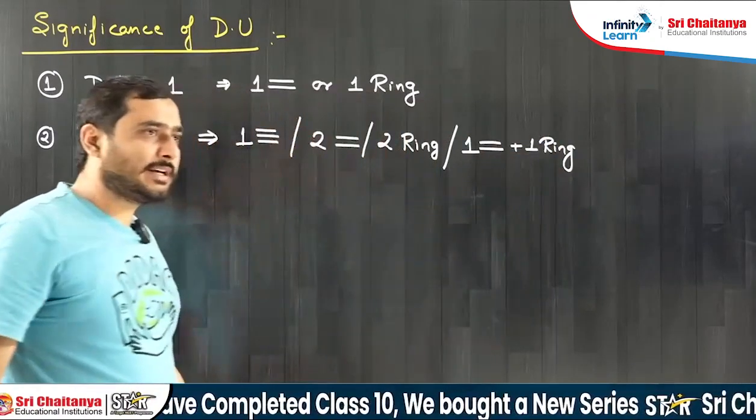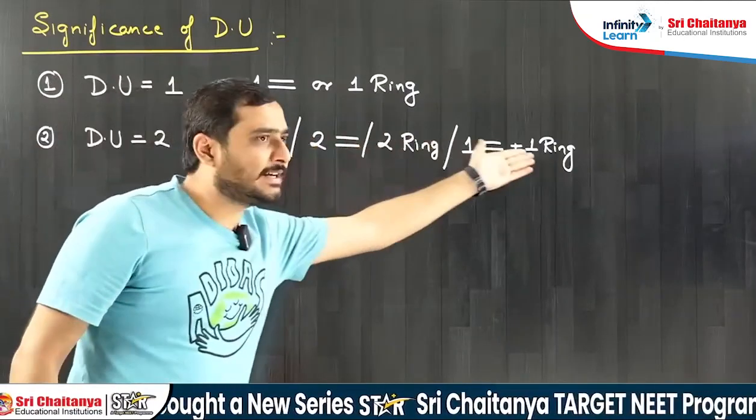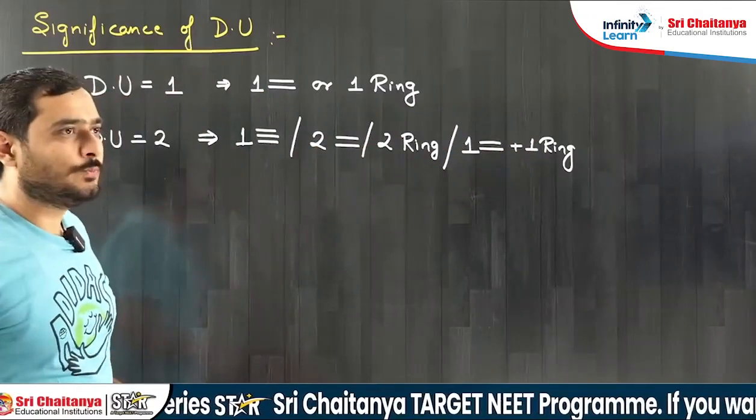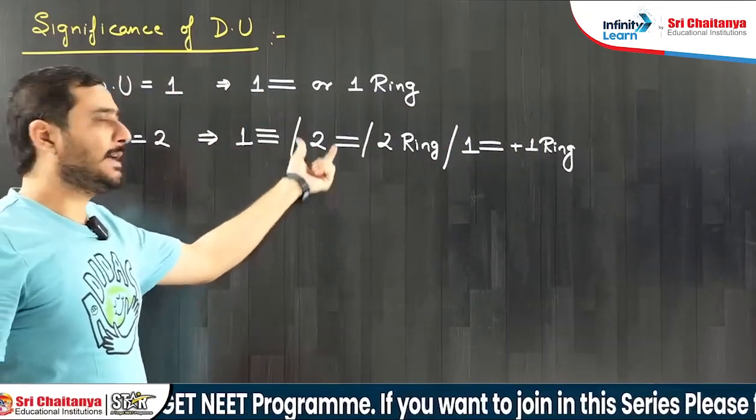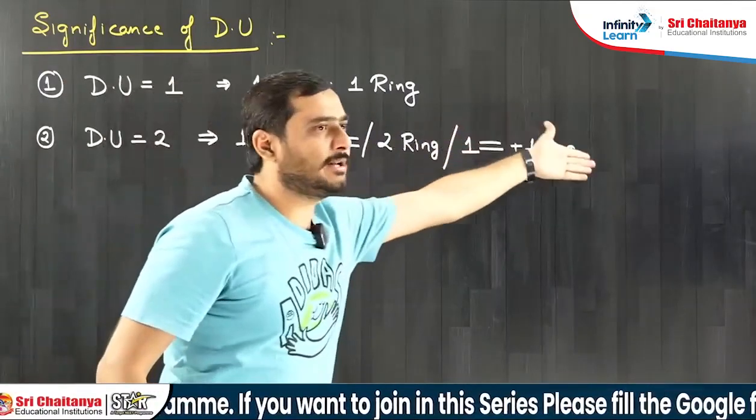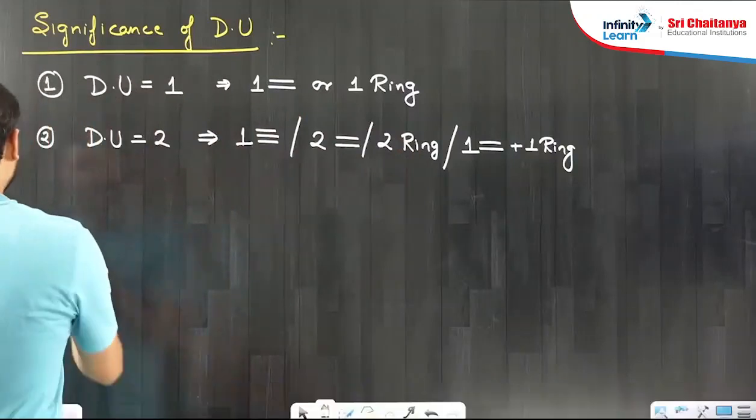This is also a possible case. Clear? So these are all possible cases for degree of unsaturation 2. What is possible? Either one triple bond, or 2 double bonds, or 2 rings, or 1 double bond plus 1 ring. So these are possible cases for degree of unsaturation 2.